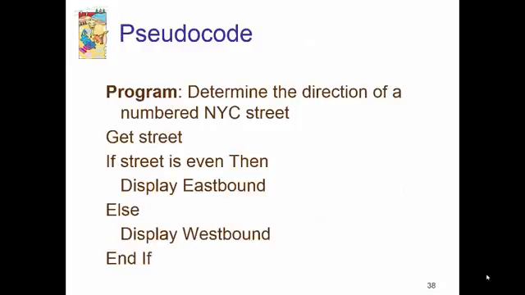Our pseudocode says, determine the direction of a numbered street, get the street. If it's even, then display eastbound, else display westbound. Because we know if it's not eastbound, then it has to be westbound, so we don't need to test that with an if.